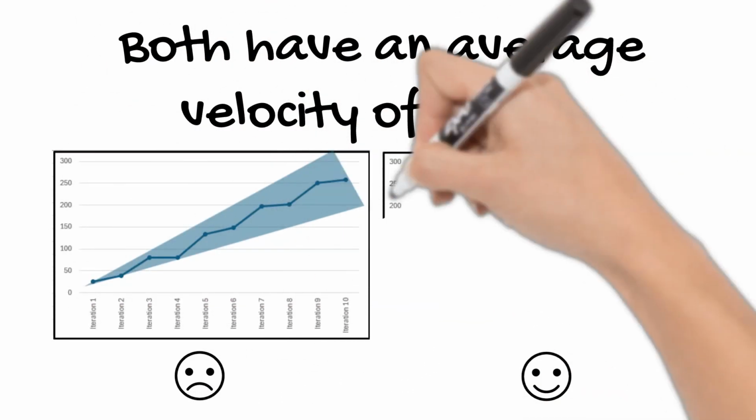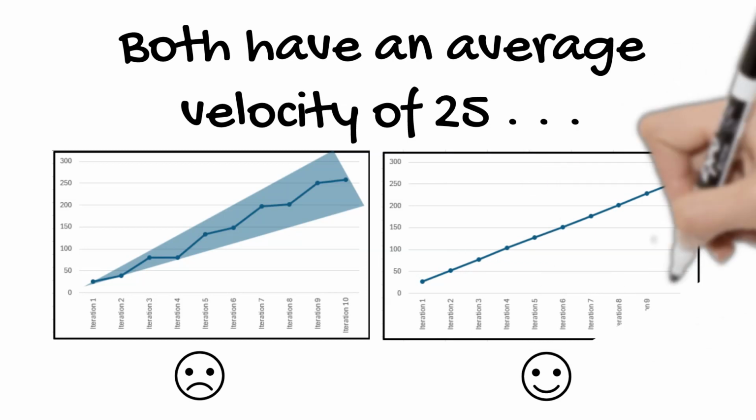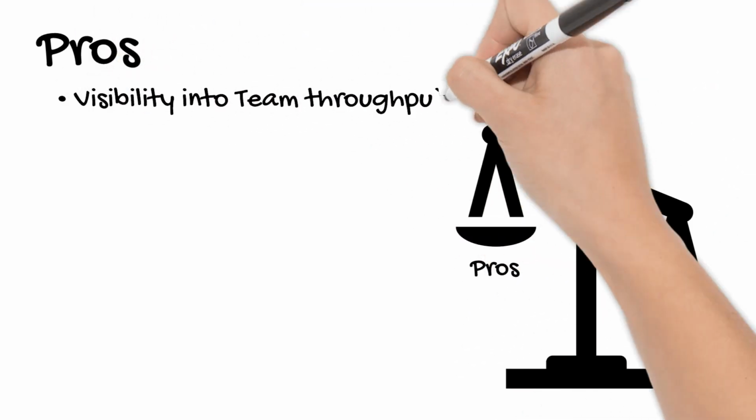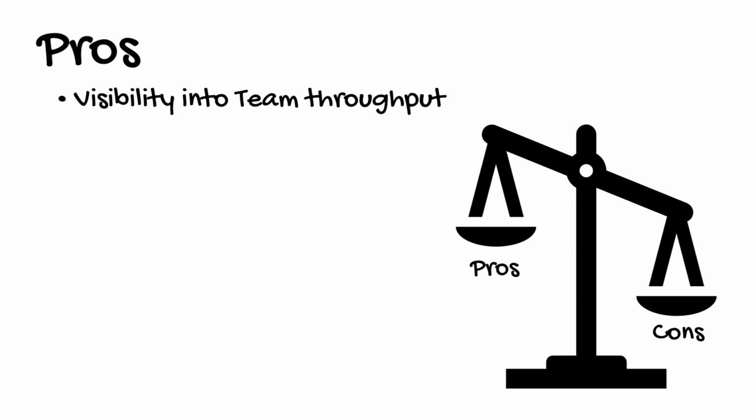Velocity charts in Agile provide valuable insights into team throughput, but like any tool, they come with both advantages and limitations. Let's explore the pros and cons. Pros: visibility into team throughput. Velocity charts visualize the work completed by the team in each iteration. This visibility helps stakeholders understand the team's capacity and throughput over time.